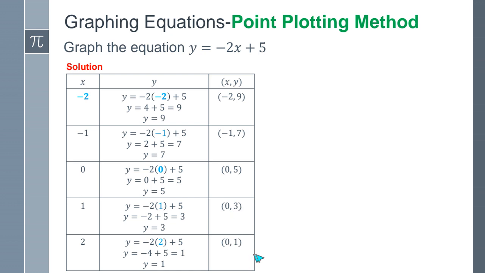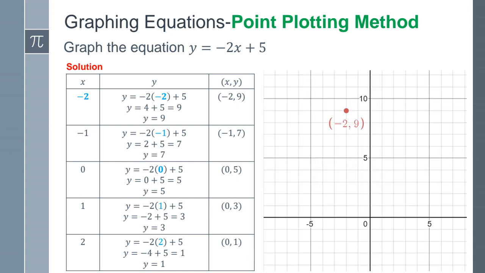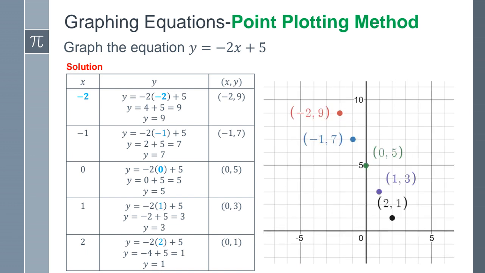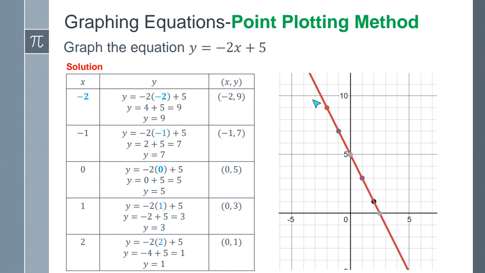Once you have your ordered pairs, we just want to plot them. So x is -2, negative is to the left, and then +9 goes up. And we plot the rest of the points. If you're working on your homework, make sure that if it says to plot the points, then this would be your answer, just plotting the points. But if it says to graph the equation, then that's when we go ahead and draw the line.